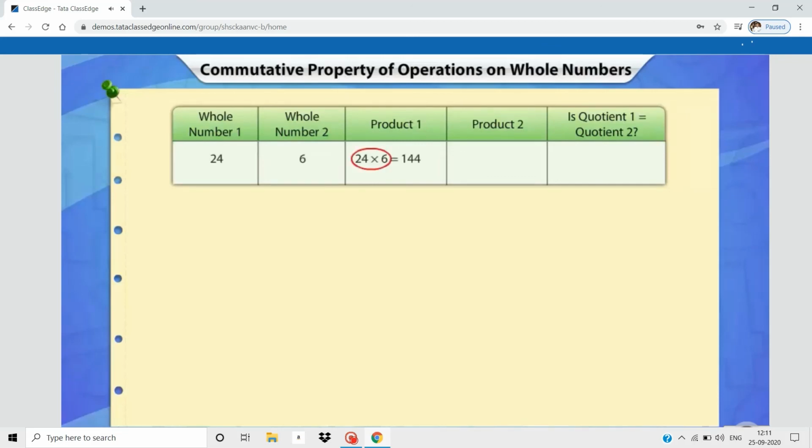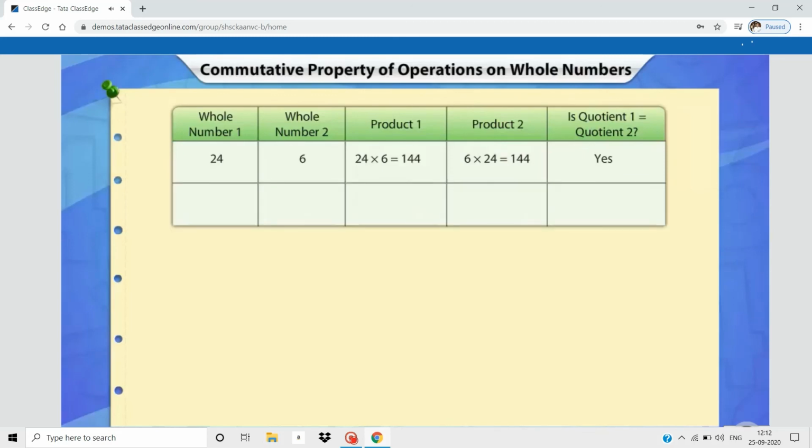When we multiply 24 by 6, the product is 144. Now change the order of the numbers, that is 6 and 24. Multiply 6 by 24, we still get 144. Thus, if we change the order of the two numbers, their product is the same. Similarly, for the whole numbers 0 and 7, we see that 0 times 7 is 0 and 7 times 0 is also 0. Thus, we get the same product even if we change the order of the numbers.